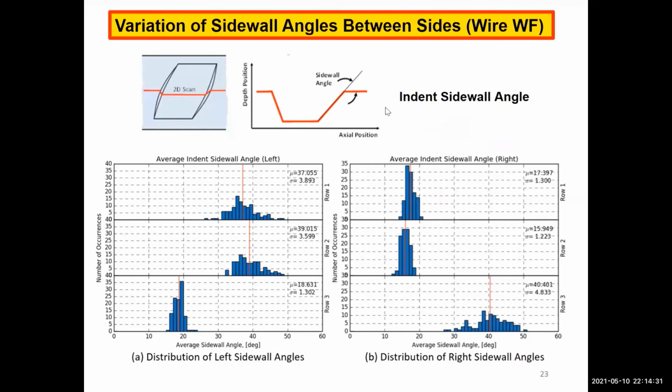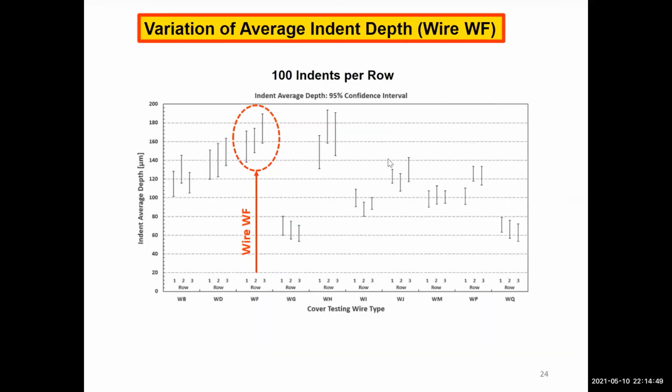This is just a snapshot of some of the measurements made with our automated system of the left and right hand sidewall angles. You can see the statistical distribution shown for the 2 different orientations, the left and right hand side. We have enough capability that we can get large statistical samples, up to 100 or more, and get a good histogram distribution. This is a shot of the indent depth.